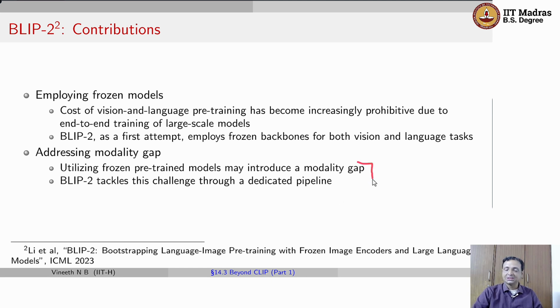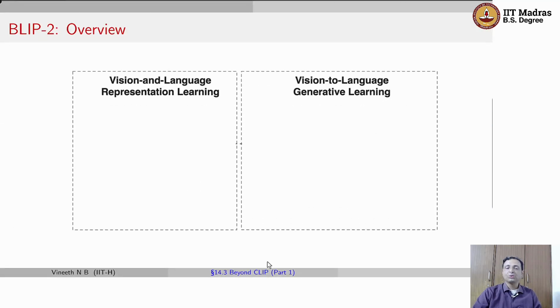Whenever someone uses frozen backbone models, it obviously may introduce a modality gap because you're not fine-tuning a ViT, a vision encoder, or a text encoder to align the embeddings. You're not fine-tuning them, you're freezing them. So BLIP-2 introduces an idea to overcome this issue while not explicitly needing to refine the backbone image or text models. How do they go about this?